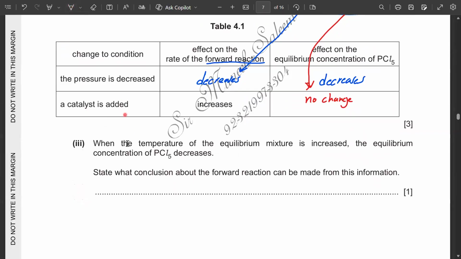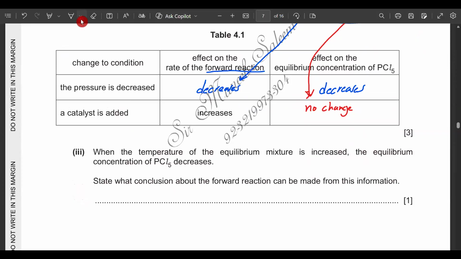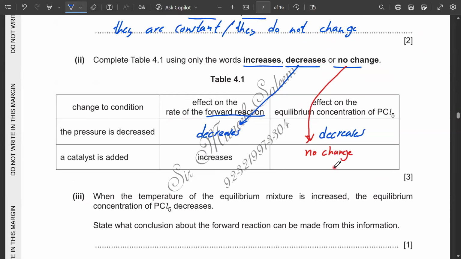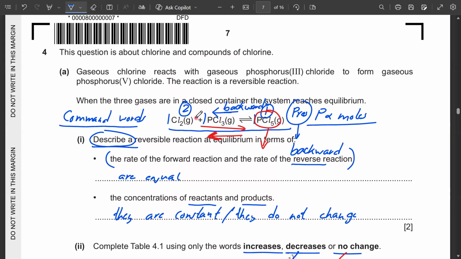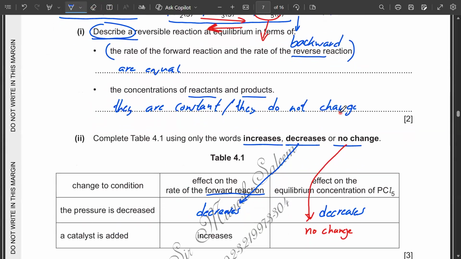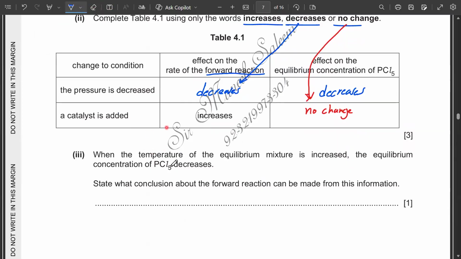Then part 3, when the temperature of the equilibrium mixture is increased, the equilibrium concentration of PCl5 decreases. State what conclusion about the formulation can be made from this information. Now, if we look back at the equation, they have not included the symbol of the enthalpy change. There's nothing about the enthalpy change over here, which means you have to calculate by yourself what will be the effect of the temperature. They have already explained the effect of the temperature in this one condition.